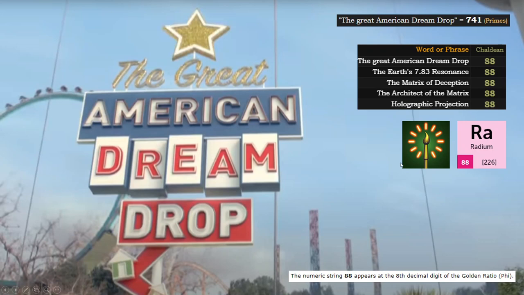88 matches element radium, linked to Ra. Another important symbol is the five-pointed star that I have spoken about in many videos. This is a pentagram. 88 appears at the 8th digit of the golden ratio, and 8 is the infinity symbol, hinting that this goes on forever.